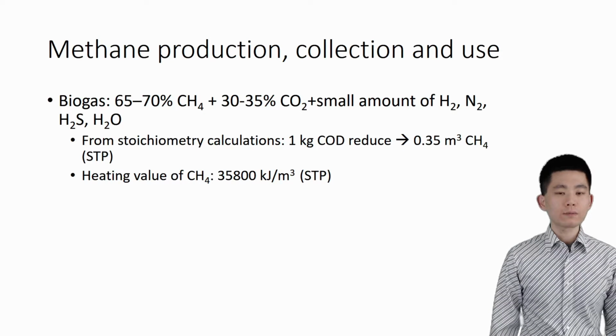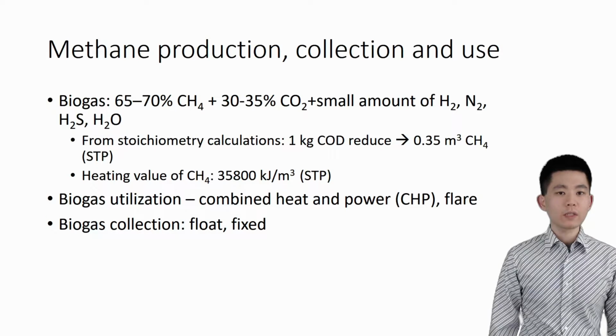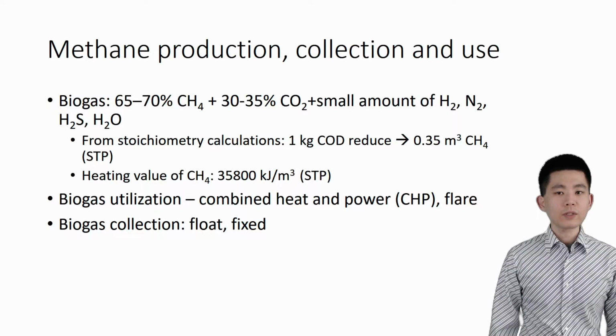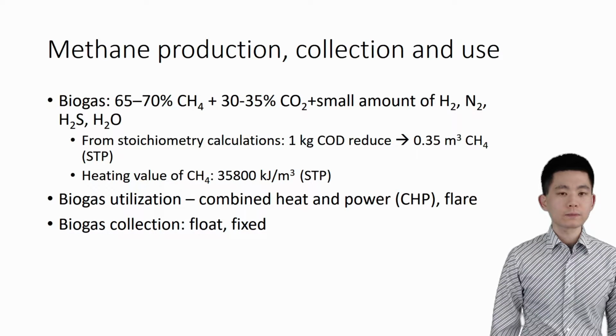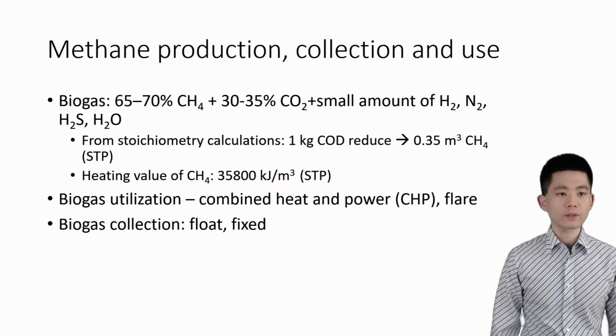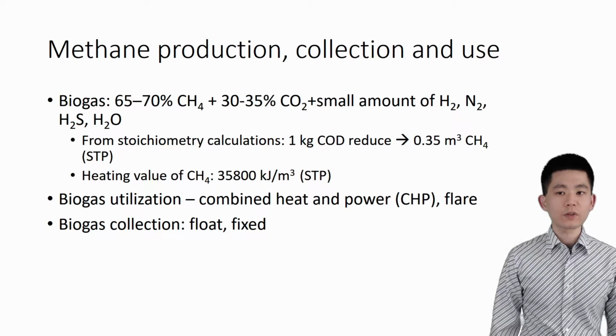For 1 cubic meter of methane, its heating value is around 36,000 kilojoules. The biogas can be used to generate electricity and heat with combined heat and power systems. With the heating value of methane, we can roughly calculate how much electricity or heat can be produced from a given waste stream using anaerobic treatment. For small-scale applications that cannot afford CHP systems, because methane is a much more potent greenhouse gas than CO2, the biogas is often flared to convert it to CO2 to reduce greenhouse gas emission.